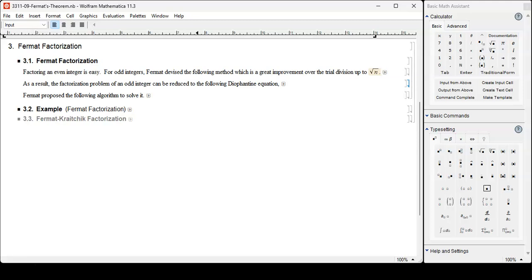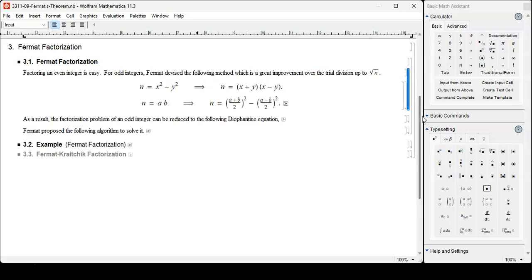So Fermat considered and proposed an ingenious and opportunistic factorization method, which doesn't always work, but in many cases it worked. And if it works, it is much better than the trial division method, and is based upon these two observations. First, if n can be written as x squared minus y squared, then the factorization is easy: x plus y times x minus y. Now, can we always find this x squared minus y squared form? The answer is yes for odd integers.